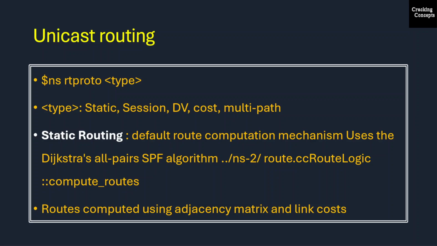Now we'll see how to set up routing. So we'll begin by looking into unicast routing. Now the format for unicast routing specification is ns, rtproto and the type. Now the different types available here are static, session, distance vector, cost and multipath. We'll see what a few of these are. We'll begin with static routing.